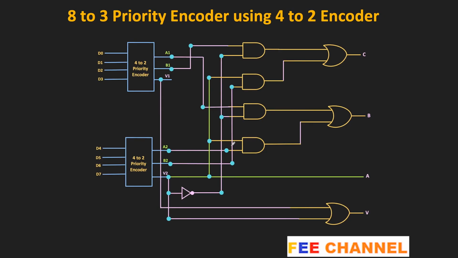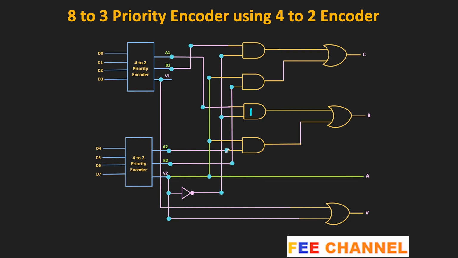That means whenever D4 to D7 are 0, then of course V2 is equal to 0, but at that time A2 and B2 can be anything. So when all these inputs are 0, A2 and B2 should not affect our overall output. To ensure that, we should disable the outputs A2 and B2. We can do that by performing the AND operation of A2 and B2 with V2. So when V2 is 0, or when all the inputs of the second encoder are 0, the output of these two AND gates will become 0. And since they are disabled, it will not affect the overall result.